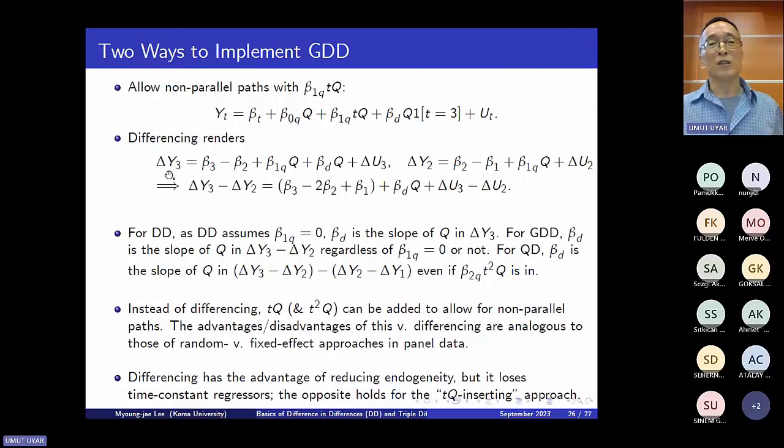And these two approaches have these pros and cons, as in random effect and fixed effect approach. The fixed effect approach has the advantage of allowing for endogeneity more easily, but then you lose time constant regressors in fixed effect approach. Whereas if you use this kind of level model, you will have more endogenous problem of your treatment or other regressors, but then you keep time constant values.